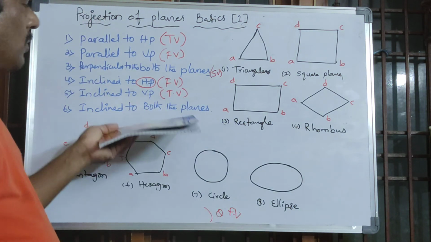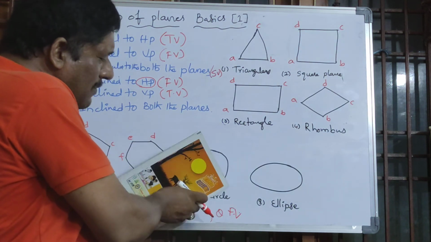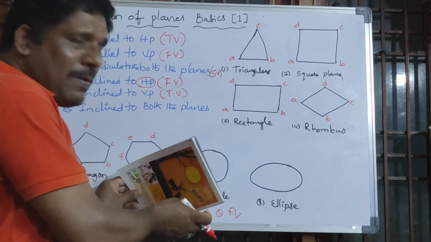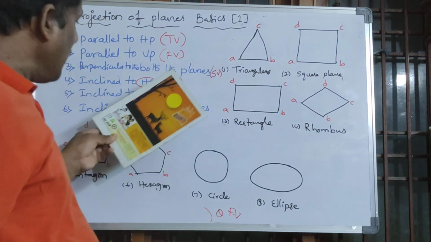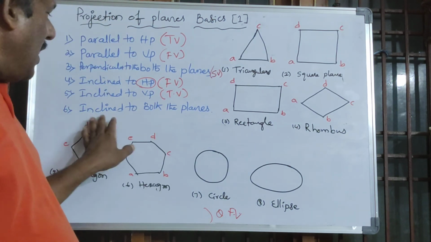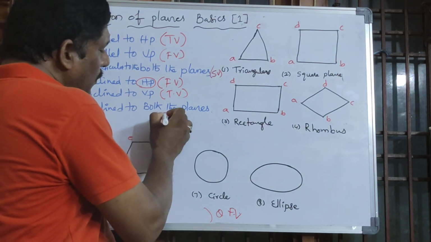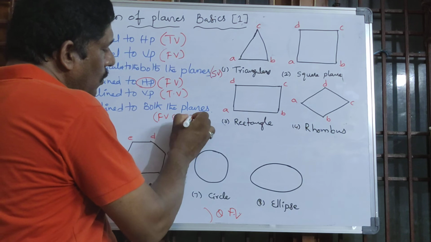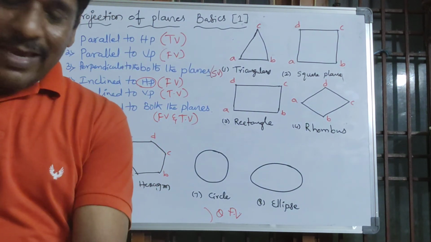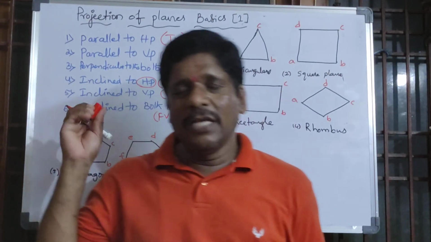And inclined to both the planes, we know already the line is making an angle with HP as well as an angle with VP. This is the angle making with HP and this is the angle making with VP. So if you add these two, you will get inclined to both the planes. When the plane is inclined to both the planes, it is visible from front view as well as top view. So these are the 6 conditions, these are the 6 positions, we are going to discuss in planes.